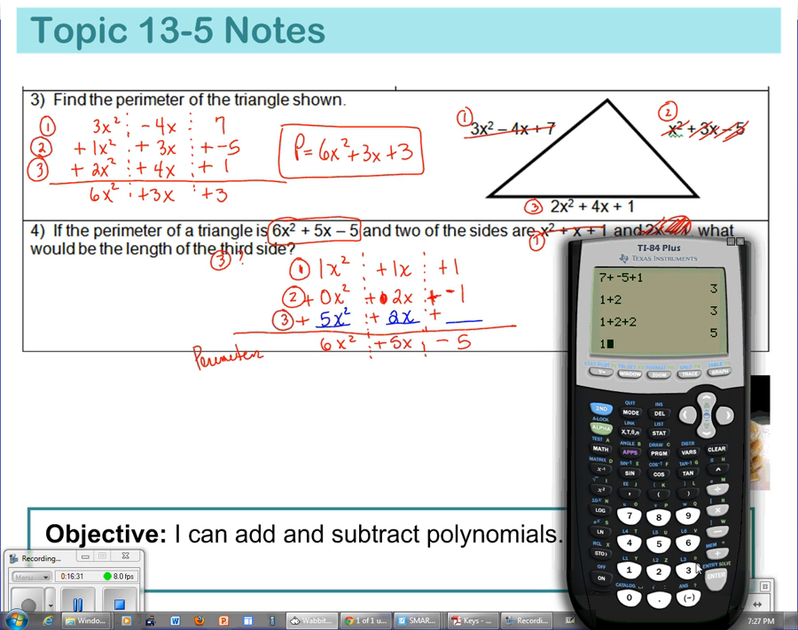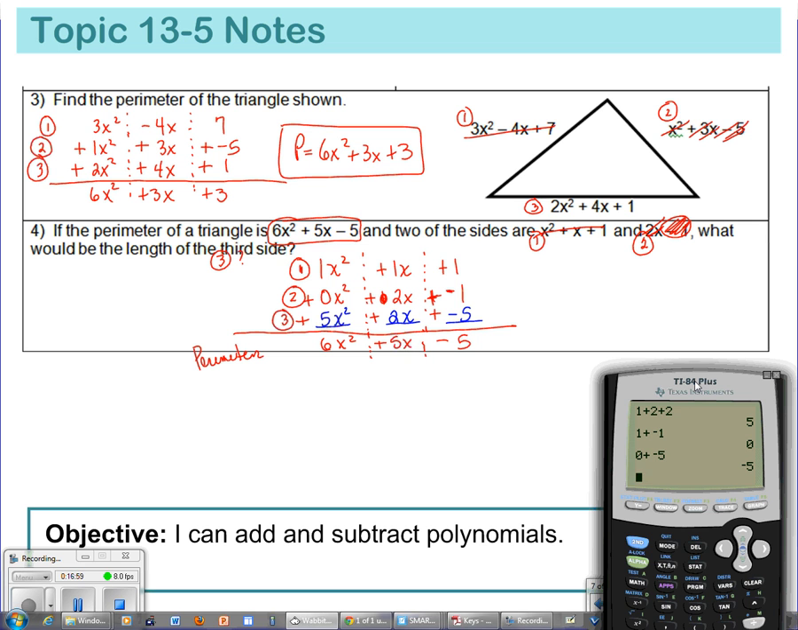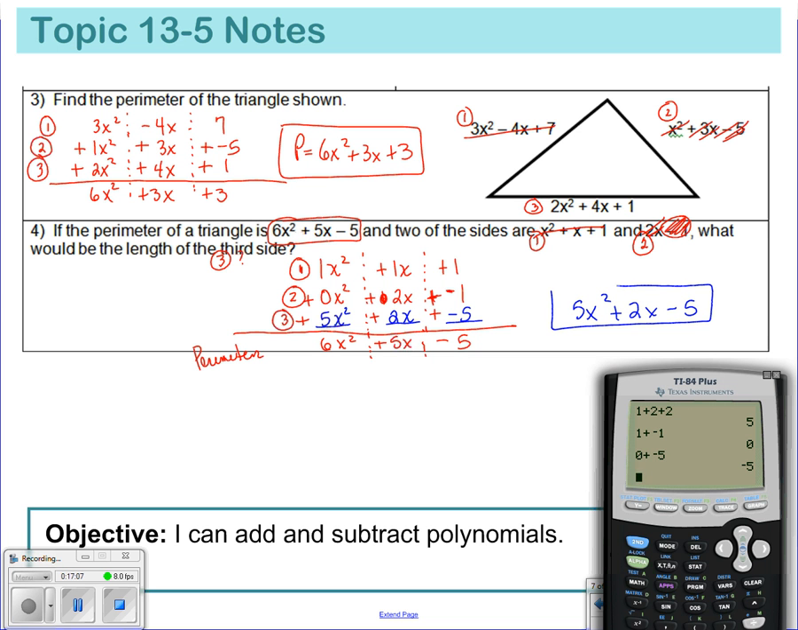In the last column, I have 1 plus a negative 1. That comes out to be 0. So 0 plus what number is going to give me a negative 5? 0 plus a negative 5 is going to give me a negative 5. Let me check. 0 plus negative 5, and sure enough, I get my negative 5. So the answer I'm looking for is the third side. My third side is 5x squared plus 2x minus 5.